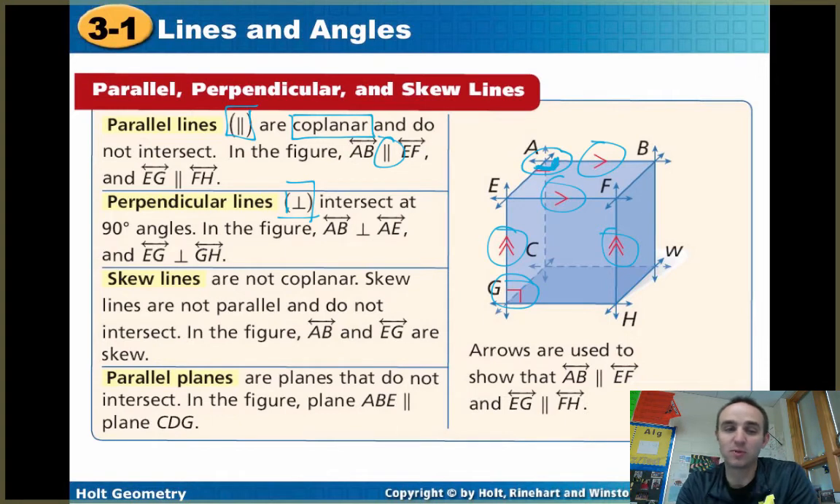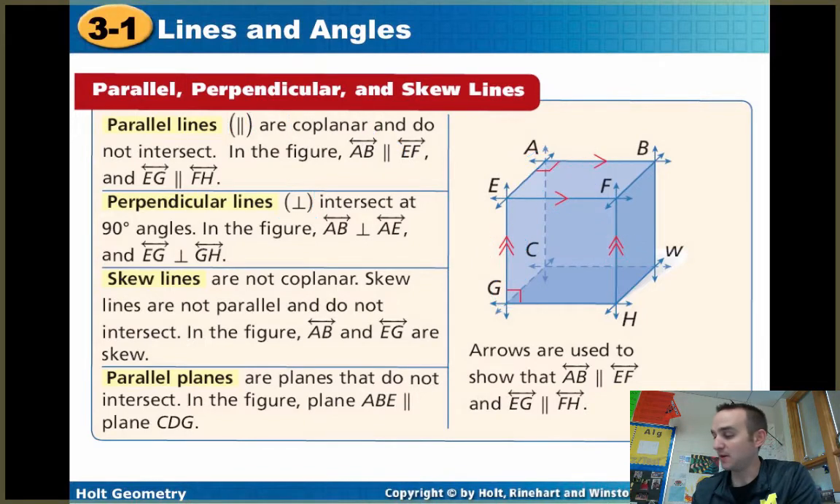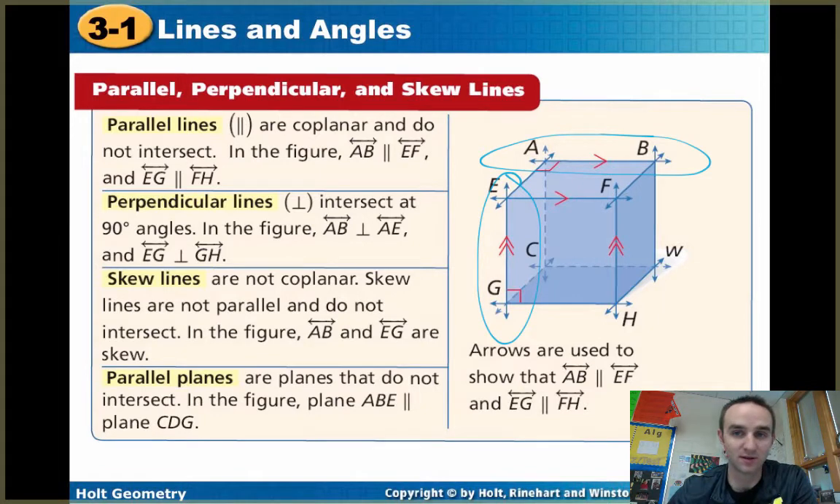We also have skew lines. Skew lines are not coplanar. They are not parallel, do not intersect. In the figure, AB and EG are skew. They're not going to cross each other. They are not on the same plane. They're not parallel. So those are skew lines. For skew, we like to think of it something like this, where this is one line and this is another. They're never going to cross, right? They're never going to touch each other, but they're not parallel, right? One's going this way, one's going this way. So those are skew lines.